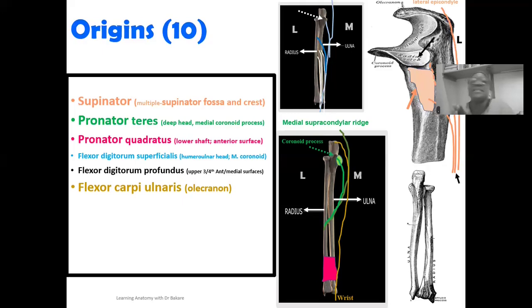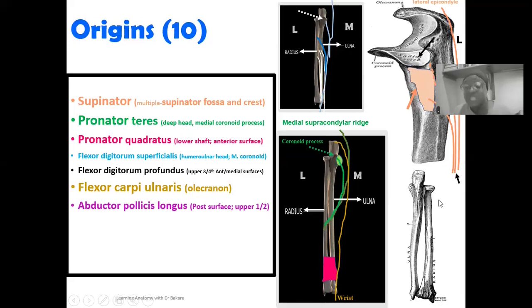So now let's look at the muscles that will be seen to originate from the posterior surface. And the first muscle here is the abductor pollicis longus. The abductor pollicis longus is seen to emerge from the posterior surface of the ulna, and it is specifically seen around the upper half of the ulna.